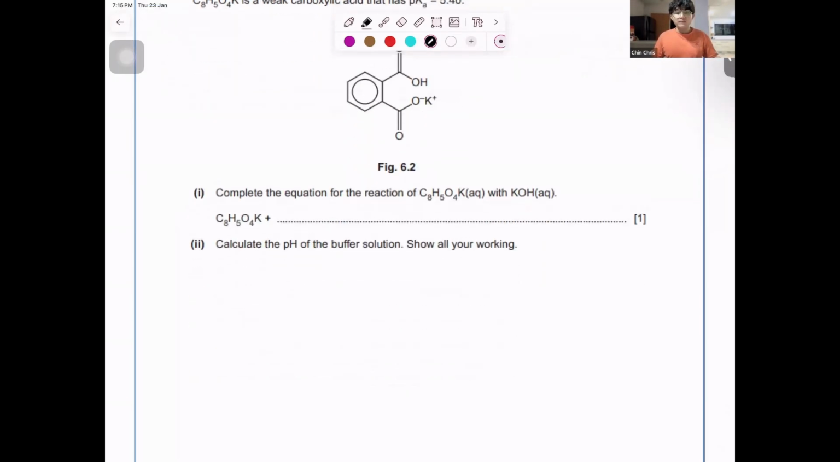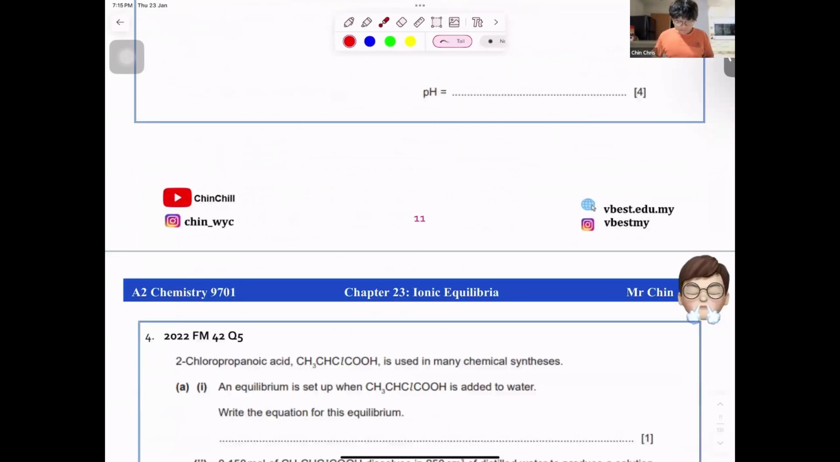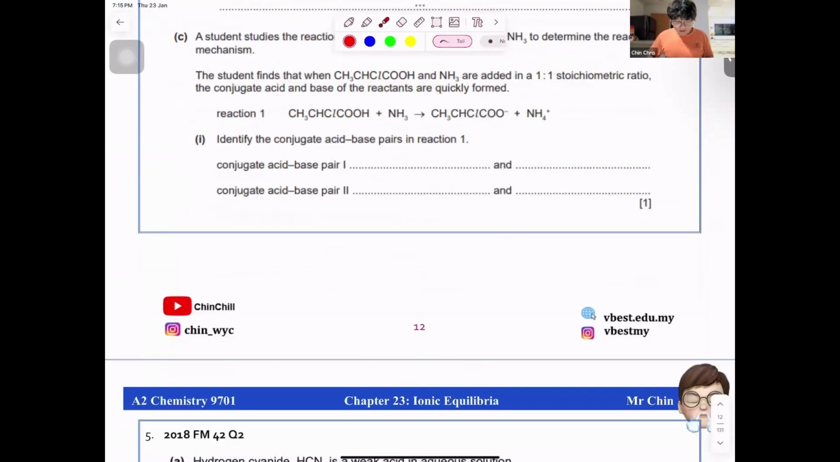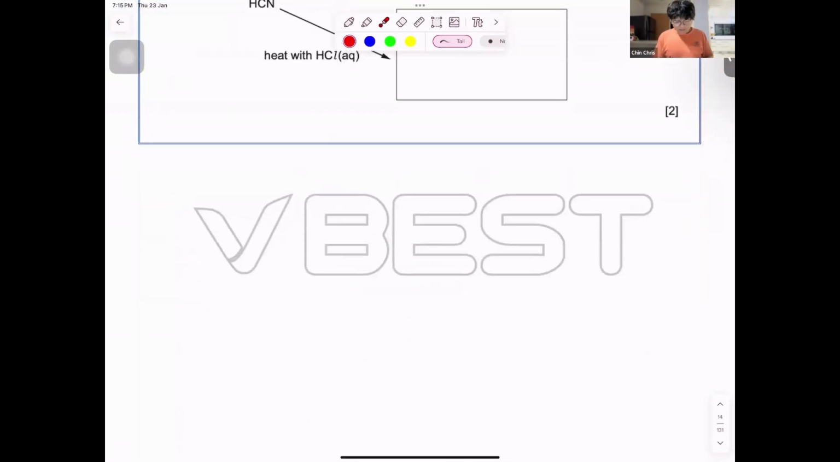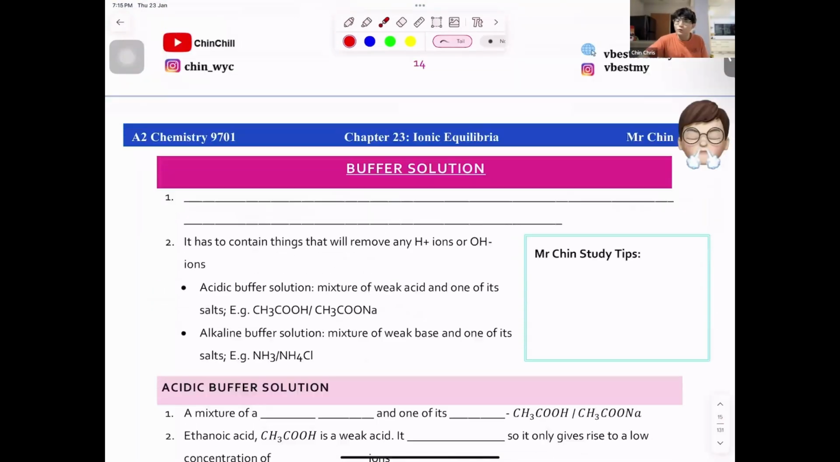This is a 4 marks question. Sorry, this cannot. My bad, it's a pH of buffer. Skip. Okay, then I think the other question you guys should be able to do yourselves, yeah? Right now, let's move on to buffer. Page 15, buffer solution.